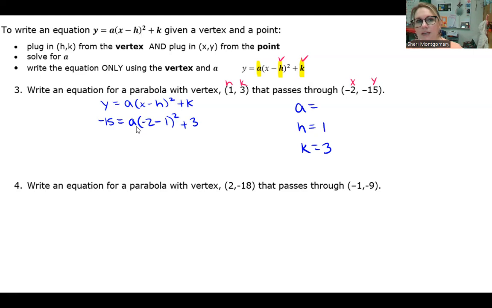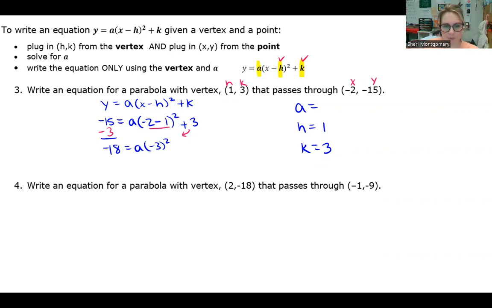To evaluate, I have a negative 15 on this side. The A is on this side, and I have some more stuff. We want to get all the stuff away from the A. To do that, I can subtract 3 from the other side. I can also evaluate this little part. What is negative 15 minus 3? I get negative 18. What's negative 2 minus 1? Negative 3, and it's negative 3 squared. What's negative 3 times negative 3? Positive 9.